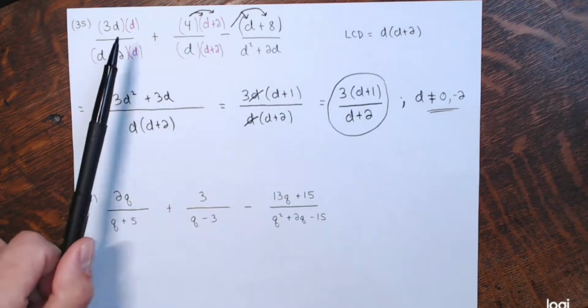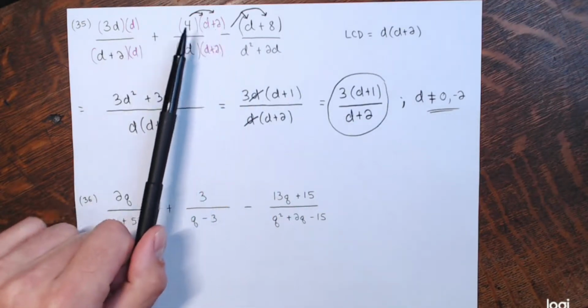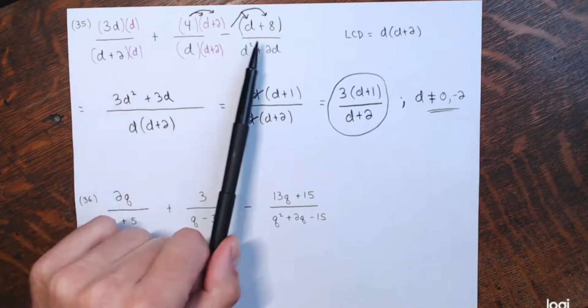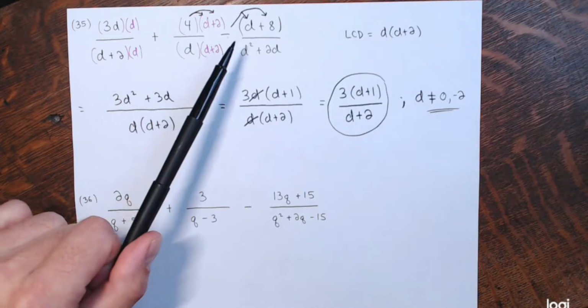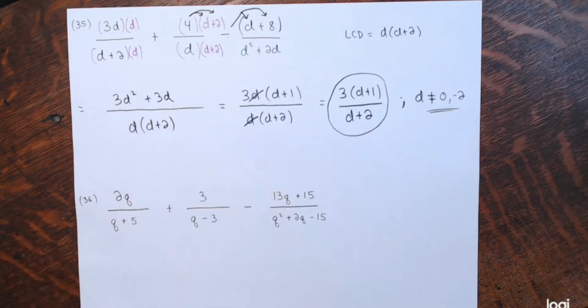Go back to the original expression before I did all the writing. Plug in a value of d that's not 0 or negative 2 and see if the original expression has the same value as the final one, and it should, if you did everything right.